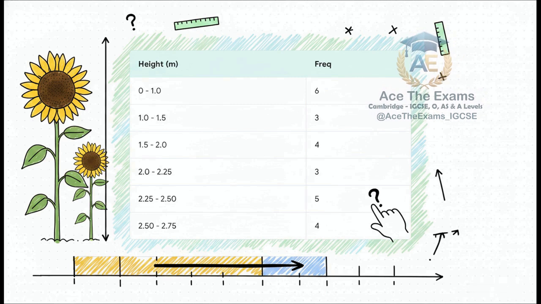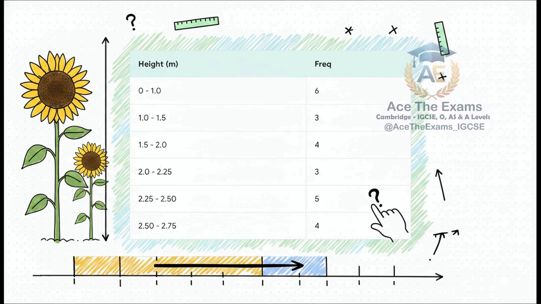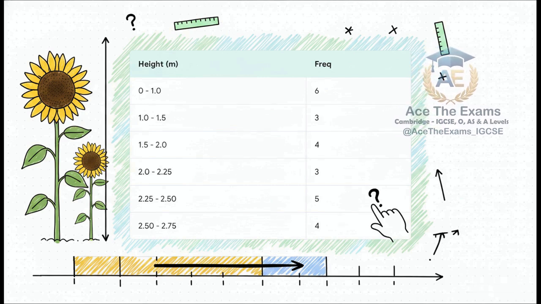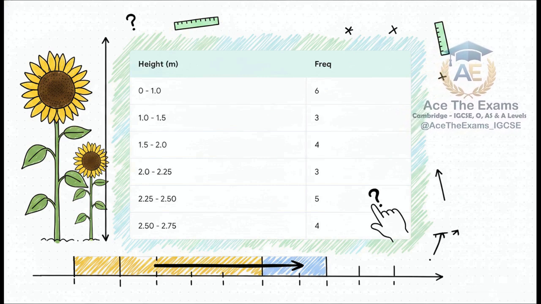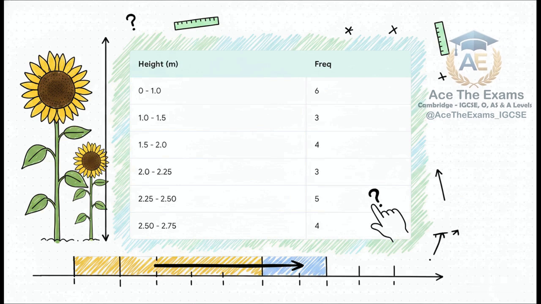The first group goes from 0 to 1.0 meters. That is a massive class width of 1 whole meter. But look further down. The interval from 2.0 to 2.25 has a width of only 0.25 meters. The data intervals are completely, wildly unequal. This is the setup for the perfect heist by the examiner.